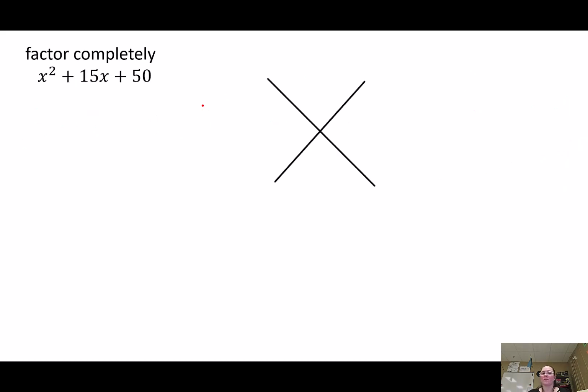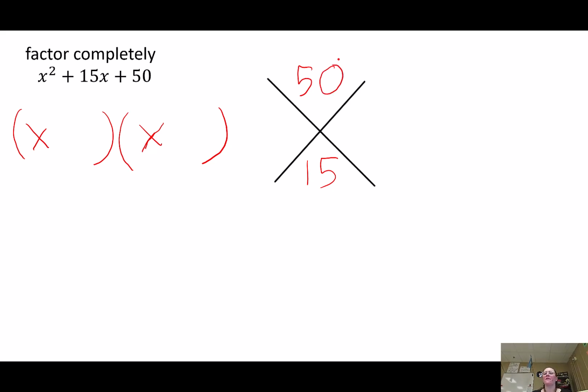Let's try another one. My b is 15, my c is 50. Oh, and let's go ahead and draw our parentheses. So we're looking at factors of 50 that will add to 15. So we've got 1 times 50, 2 times 25, 5 times 10. And those are it for our factors. 6 isn't a factor of 50, 7 isn't, 8 isn't, and 9 isn't.